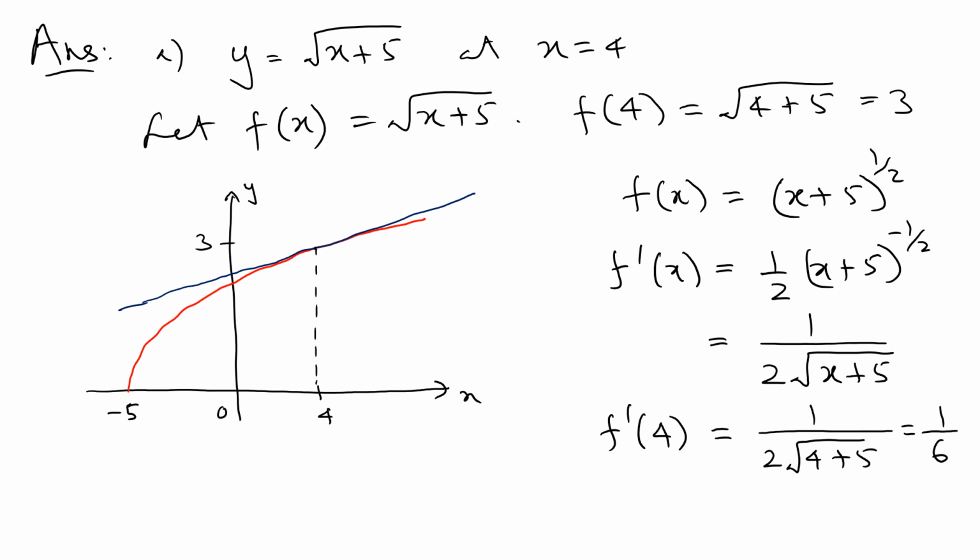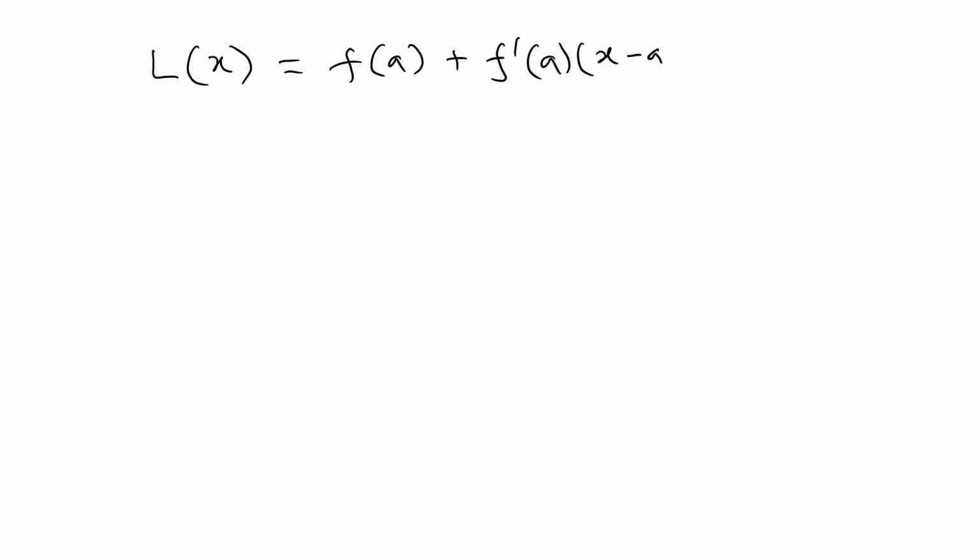So we know the slope of the tangent line, and we also know the point, so we can write L(x), the linearization, now. The formula says L(x) equals f(a) plus f prime(a) times (x - a). If you plug in, a is 4, f(a) is 3, f prime(a) is 1 over 6, so L(x) = 3 + (1/6)(x - 4). You can leave it like this, that's okay. You can also simplify if you want. It's up to you.